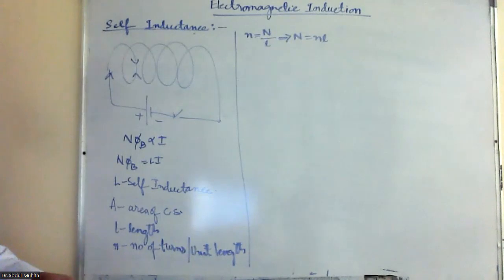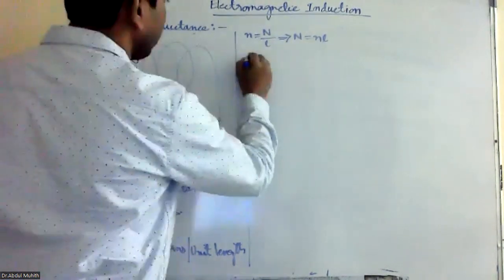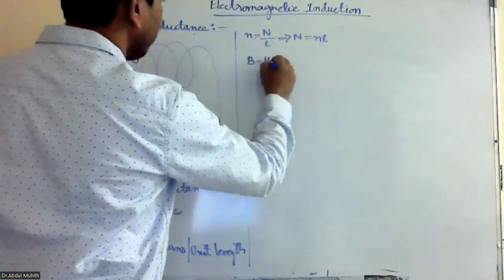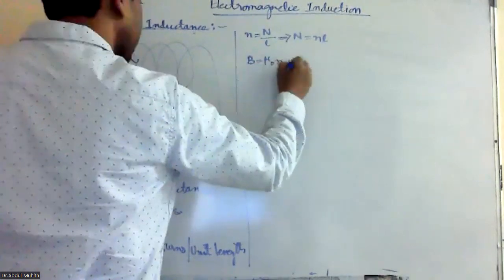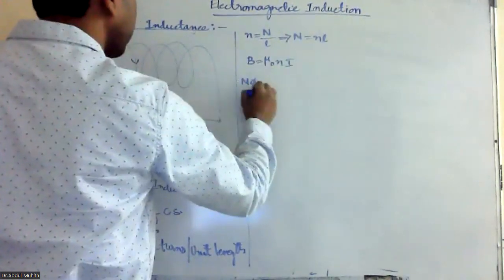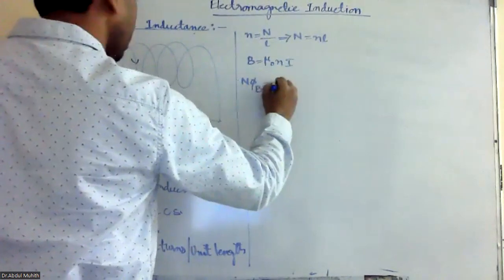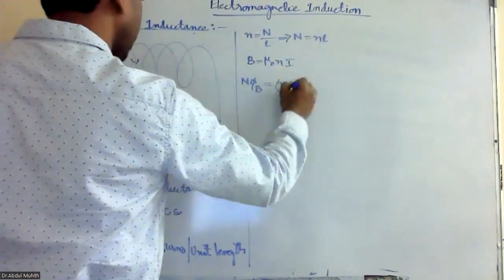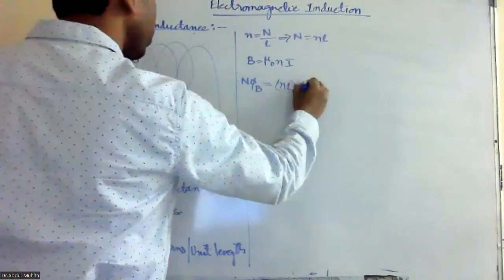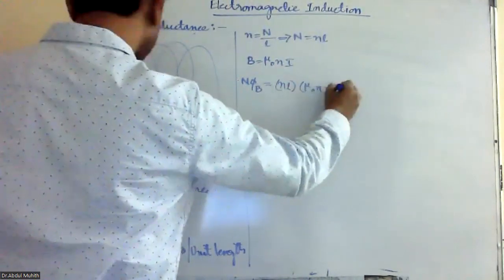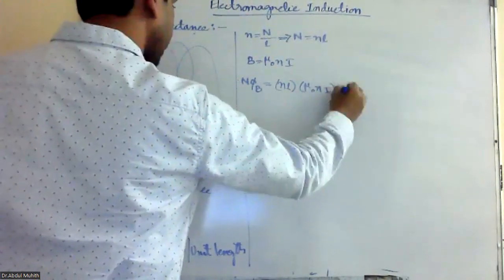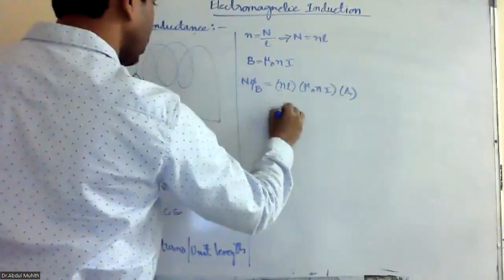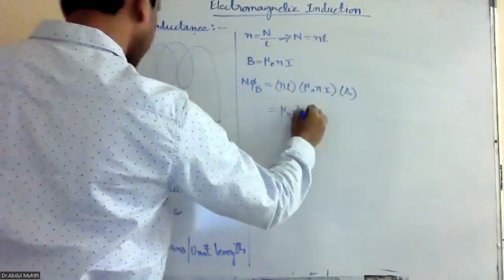So what will happen here? B is equal to mu 0 n i. The formula for B is mu 0 n i. So we write N into phi B is equal to N into l into B into A, where B is mu 0 n i, and area is pi r square. I'm just writing capital A. So the formula is mu 0 n square A l I.